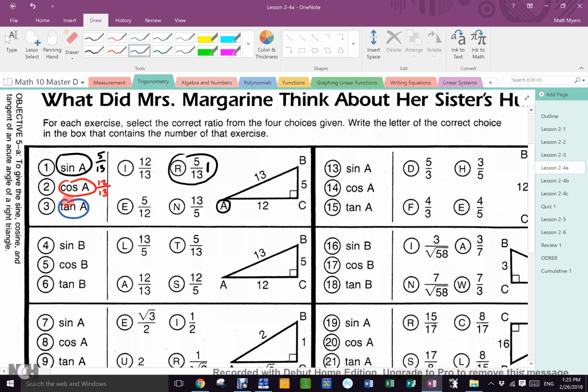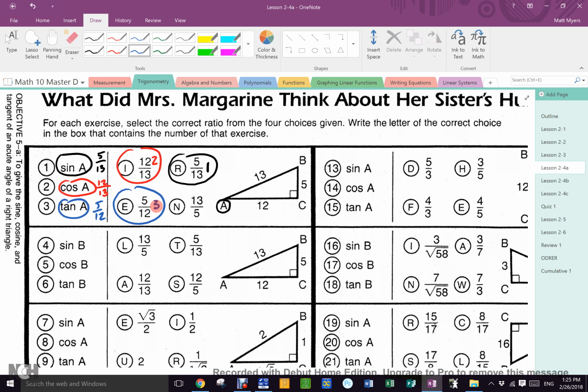Now, tan A is opposite over adjacent. 5 over 12. So, 12 over 13, that gets a 2. 5 over 12, that gets a 3. Everybody cool? No calculators, right? You're just looking on the sheet.